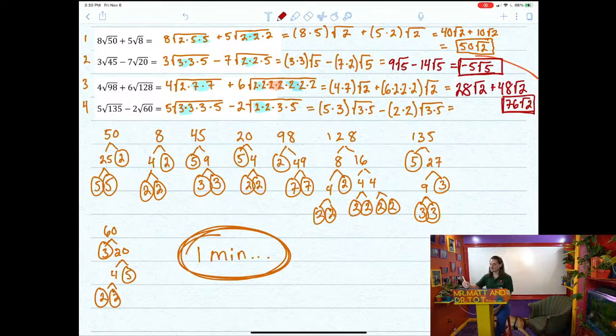This is going to give us 5 times 3 is 15. This is going to give us 15 root 15 minus 4 root 15. We have common radicands, so we just subtract the coefficients. 15 minus 4 is 11. So our answer to number 4 is going to be 11 root 15.